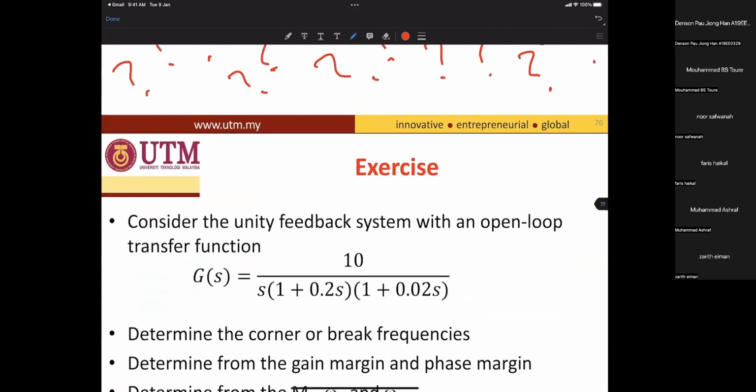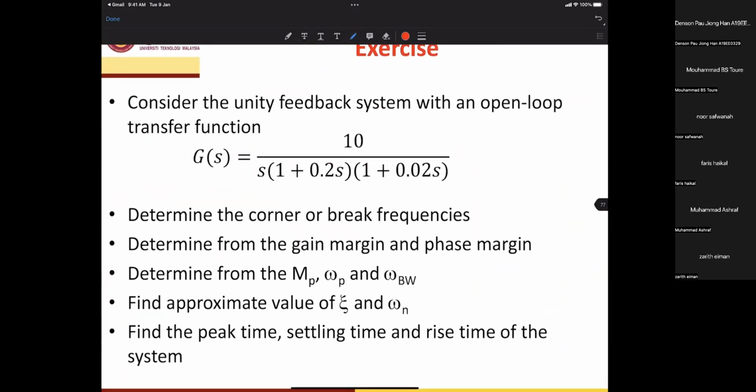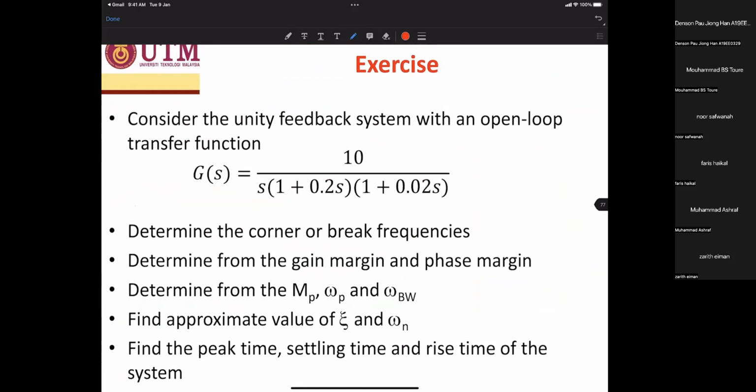Okay, next is this one, another exercise. So why do my notes have a lot of exercises? Because the previous students from the previous session gave feedback: not enough examples, not enough past year test discussion, and so on. So I blended everything in one.